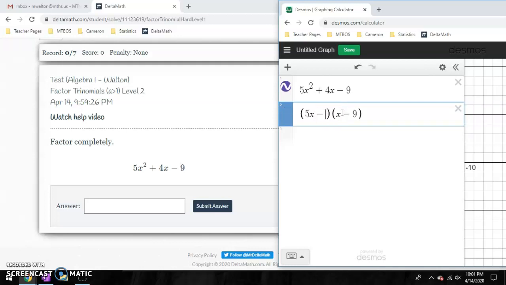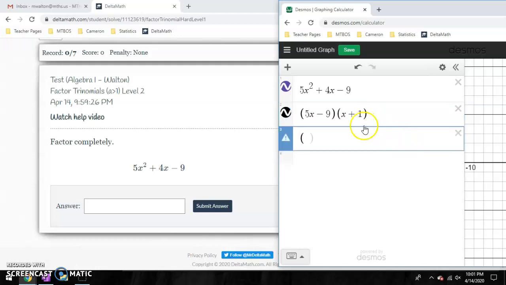Let's flip it. Let's say the -9 is here, and then the +1 is here. All right, now let's multiply that out. All right, so looking at this, 5x times x is 5x squared. 5 times 1 gets me our positive 5x. -9 times x is going to be -9x. And -9 times 1 is -9.